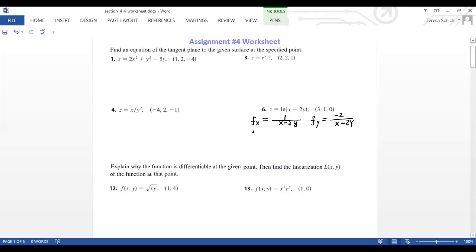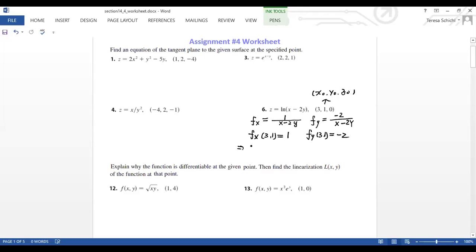After that, I need to substitute the point (3, 1). So f_x at (3, 1): if you put x equal to 3 and y equal to 1, you will get 1. Then f_y at (3, 1), the same thing, you will get negative 2. And this is our point (x0, y0, z0).